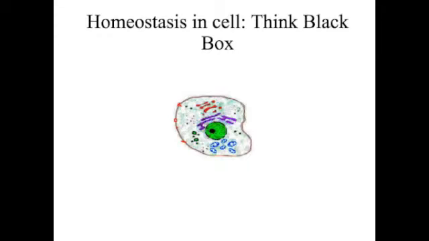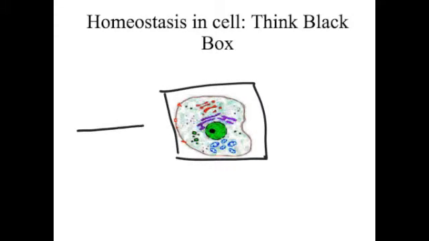So here is a cell. Let's use the black box model in an example of how the cell membrane regulates the sodium and potassium ions. So the cell is like the black box. There is an input being put in and an output that comes out.